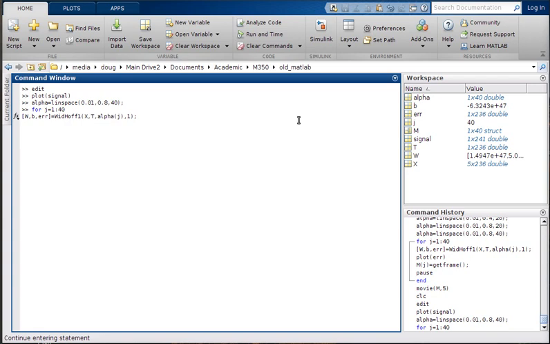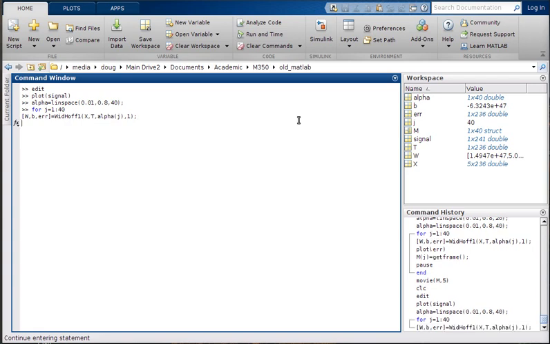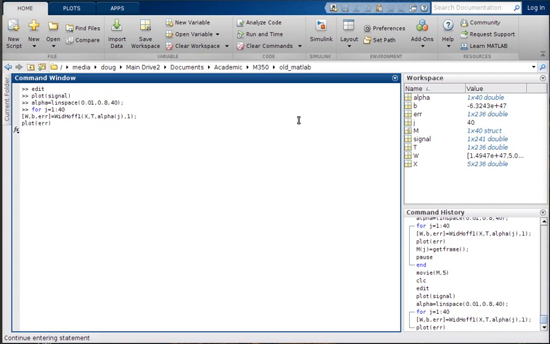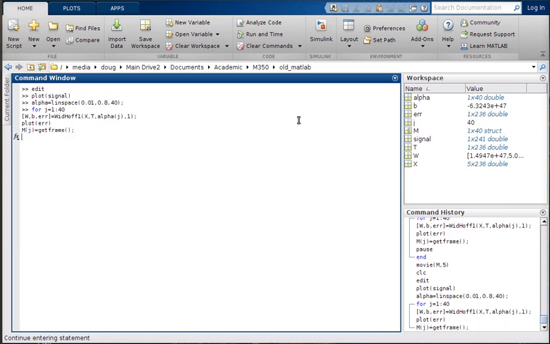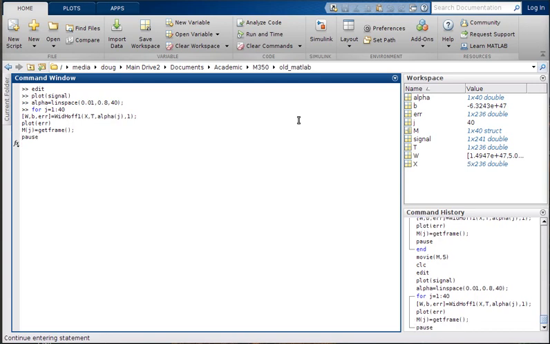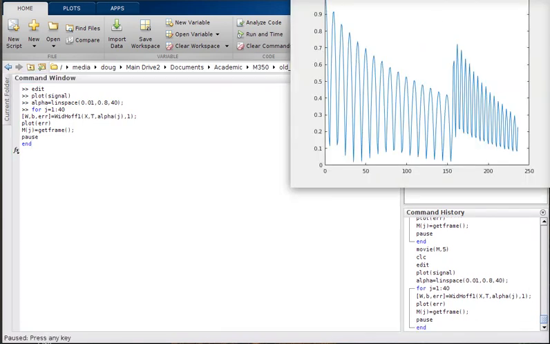That's the alpha j, right? So that's Widrow-Hoff. And now we need to plot the error after we get our W and our B. Plot error. And now this is how you make a movie. You take MJ, oops, not square brackets, but regular parentheses, equals get frame. I'm going to pause this while we're going here so you can actually see what's happening, and then we'll end it. All right, so there's the first error.